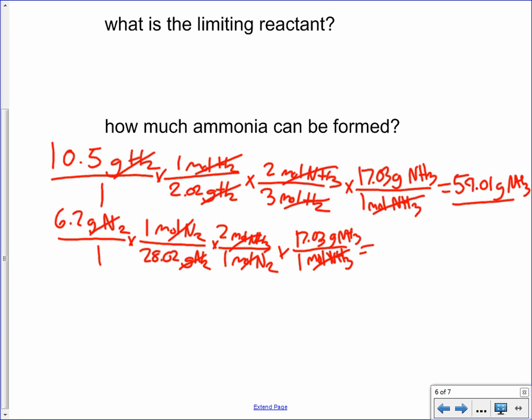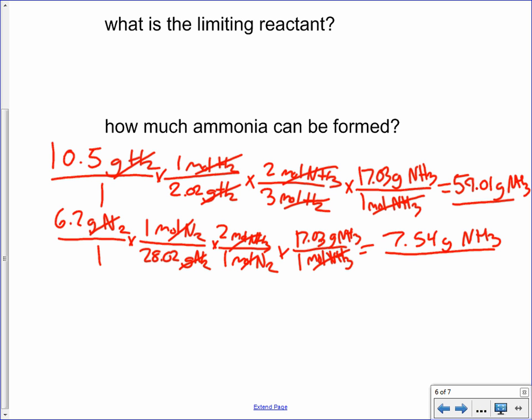Okay, do our calculations there, and you should get, hang on, 6.2 divided by 28.02 times 2 times 17.03, and you get 7.54 grams of ammonia.